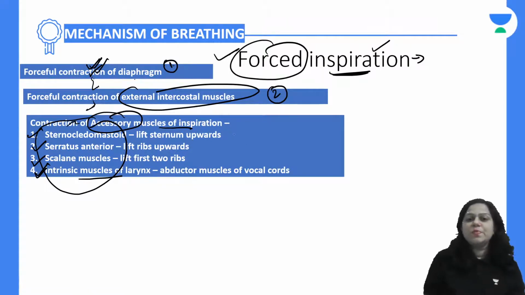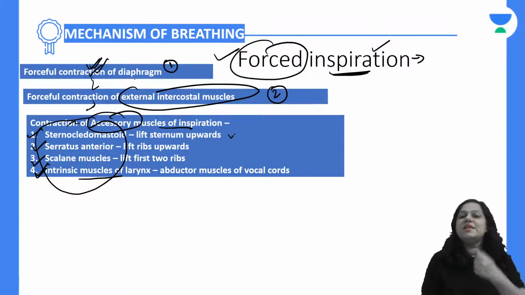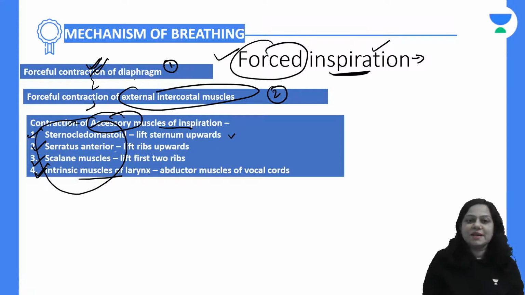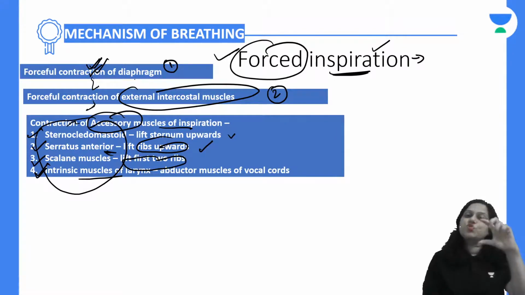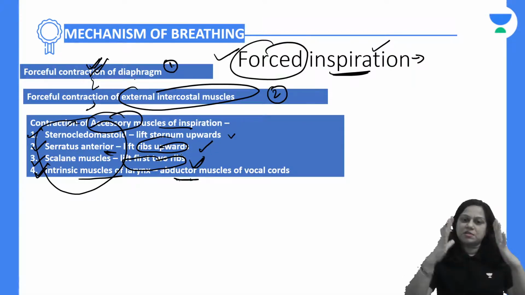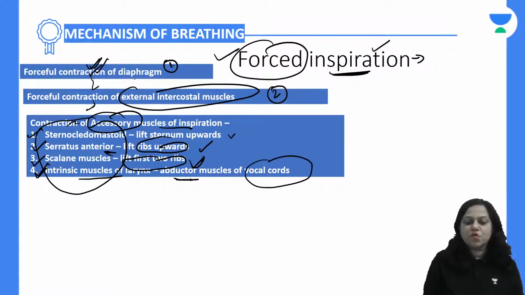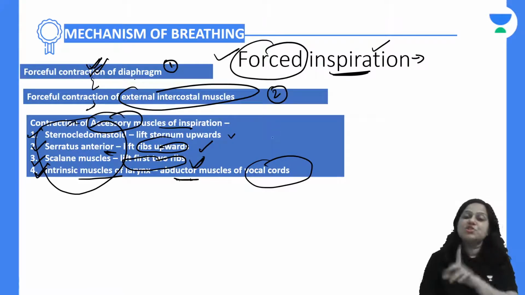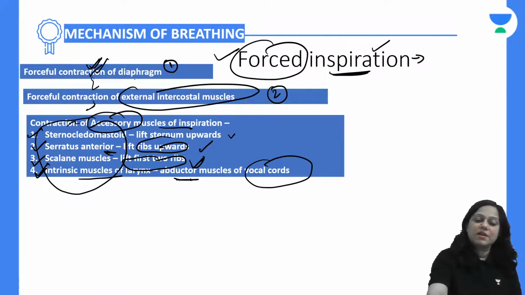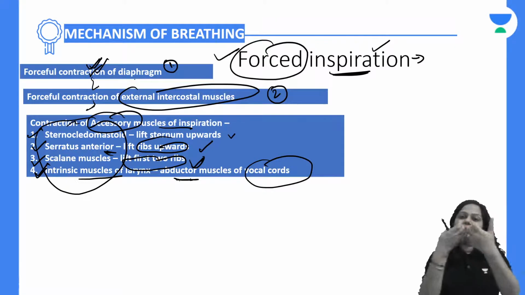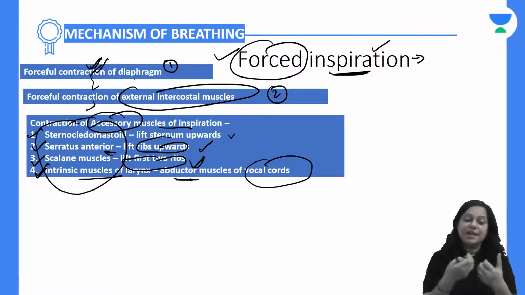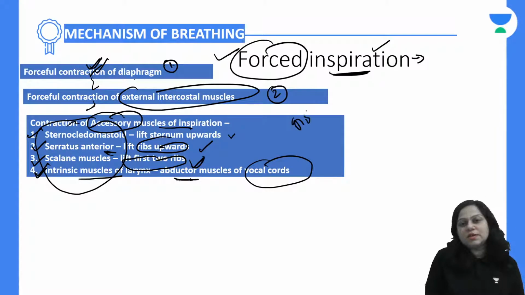So what will they do? The sternocleidomastoid muscle will lift the sternum upward. Serratus anterior will lift the ribs upward. The scalenus muscle will lift the first two ribs. And the intrinsic muscles of the larynx, the abductors. During inspiration, what we need is the abductor muscles of the vocal cord. They will contract during the early phase of inspiration, pulling the vocal cords apart, and opening of the glottis will occur.